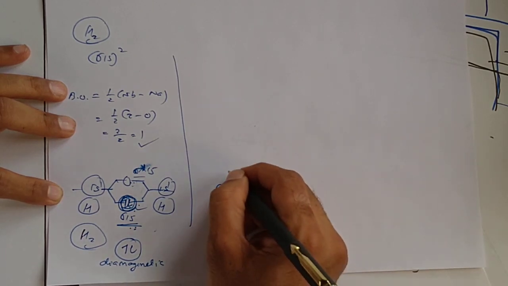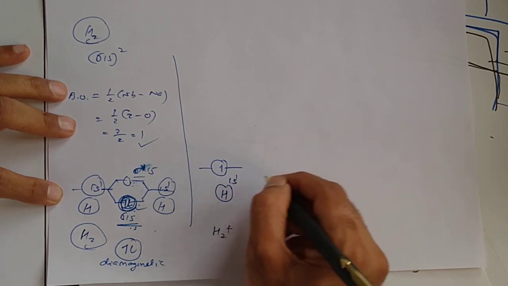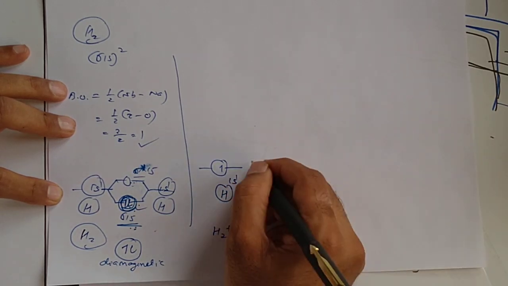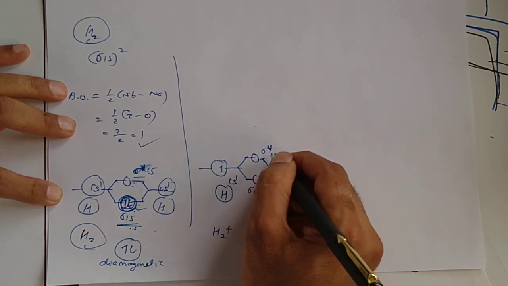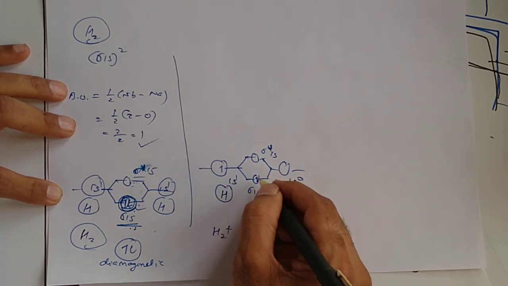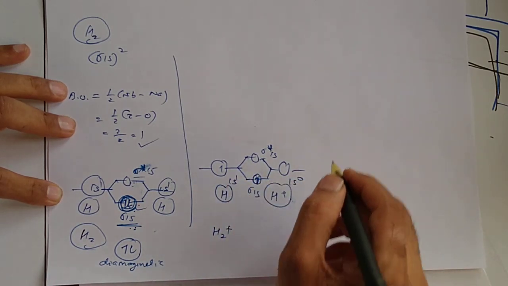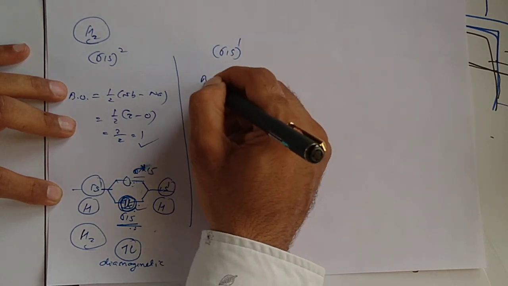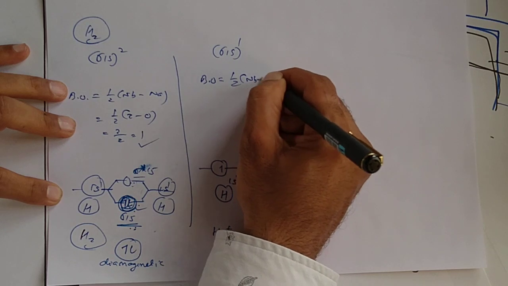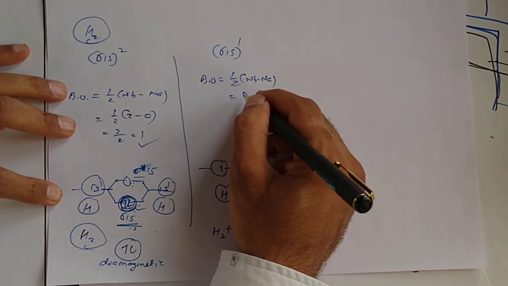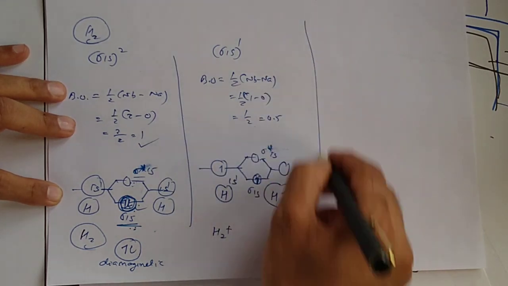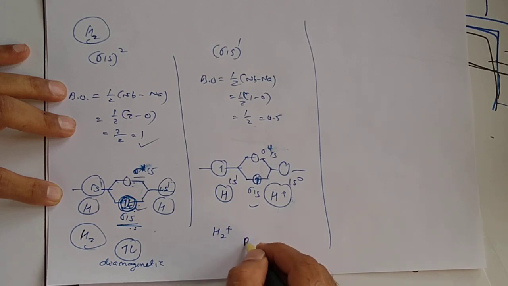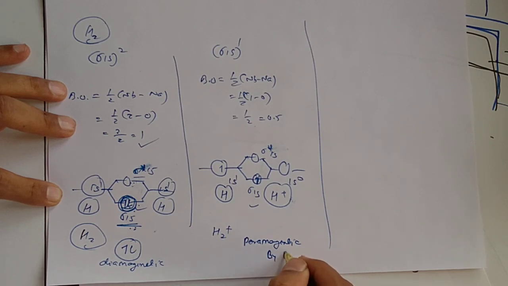Now what about H2 plus? One is hydrogen, one is H plus. Here is one electron in 1s1. Here 1s is empty. So both combine and form sigma 1s, sigma star 1s. Only one electron comes here in sigma 1s. So configuration sigma 1s1, bond order is 1 by 2 of Nb minus Na. Here 1 by 2 of 1 minus 0, so bond order is 0.5 and one electron is unpaired, so it is paramagnetic by nature.